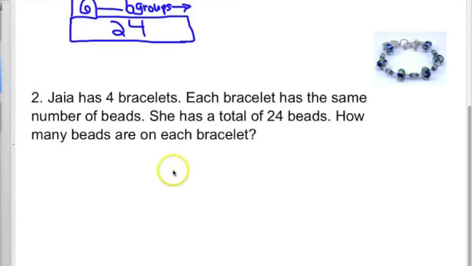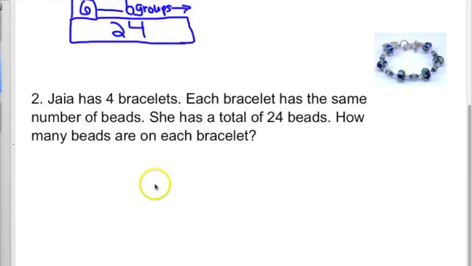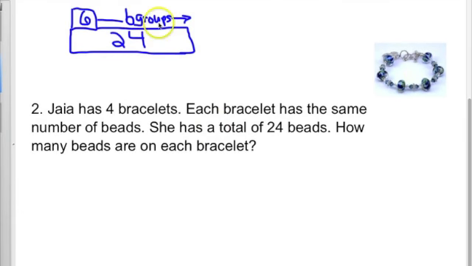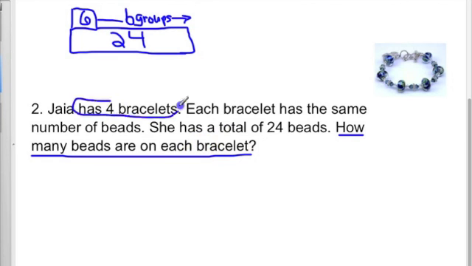Now, we are going to see what information we need to keep and if there's any information that we can eliminate. This problem is not as wordy as that first one that we had. So we're solving for how many beads are on each bracelet. So if I'm solving for how many beads on each bracelet, I know that she has 4 bracelets, and I know that each bracelet has the same number of beads. Now, I don't know how many beads are on the bracelet.